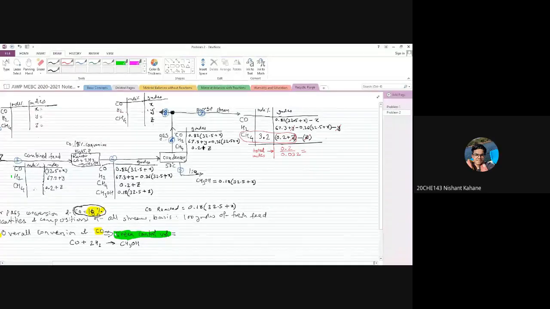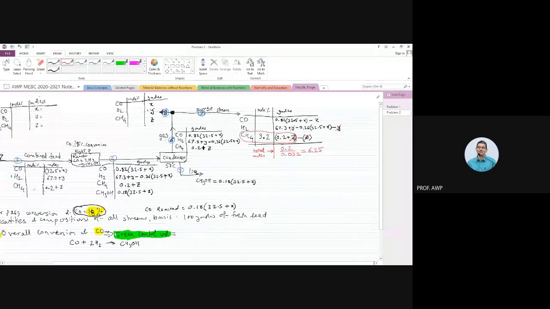Nishant, are you there? 6.25. Yeah, 6.25. Okay. Now 6.25 is equal to the addition of all these terms: the number of gram moles of carbon monoxide, the number of gram moles of hydrogen, and the number of gram moles of methane we have got. We also know that the total quantity is 6.25.